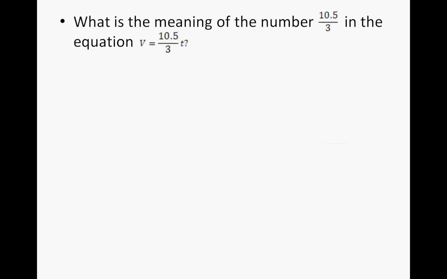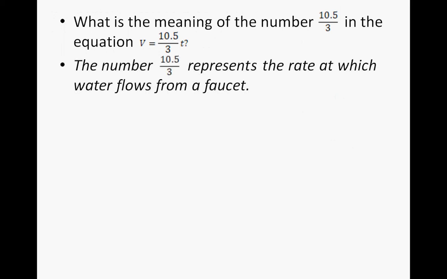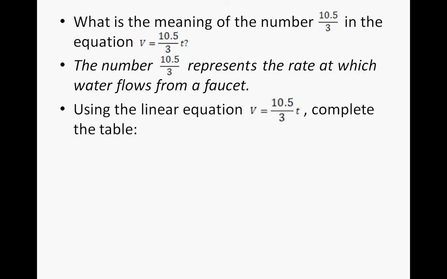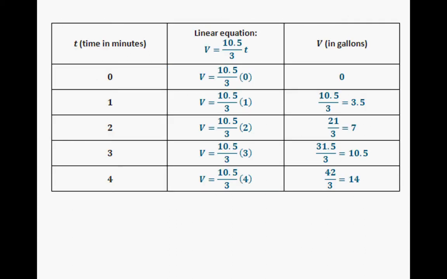So what is the meaning of the number 10.5 over 3 in the equation? That number represents the rate at which water flows from the faucet. Using the linear equation, V equals 10.5 over 3T, complete the table. So your table should look like this. Every time you plug in a new minute, you get a new value for gallons.